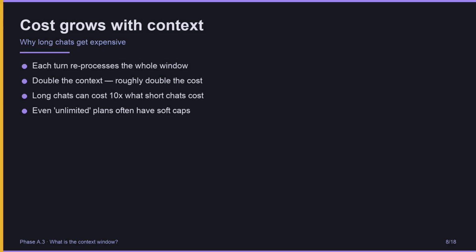Here is something most people do not realize. Every turn reprocesses the whole window. So if your window has grown to 10,000 tokens, every new message costs 10,000 tokens of input. Double the context, and you roughly double the cost. A long chat can easily cost 10 times what a short chat costs. Even plans that advertise unlimited use often have soft caps, where the provider starts slowing you down or refusing long contexts.